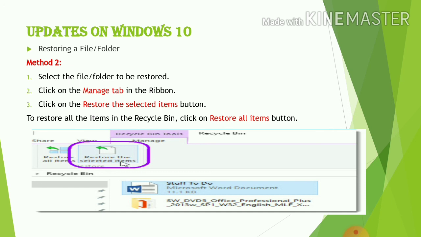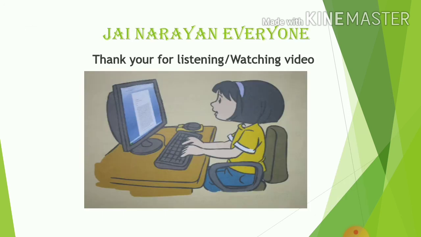Then to restore all the items in the recycle bin, अगर आपको सारे items को recycle bin से restore करना है, then you have to click the restore all items button. Now all your files and folders will be restored to the original location. Okay, so this is the method of how to restore files and folders from the recycle bin in Windows 10.